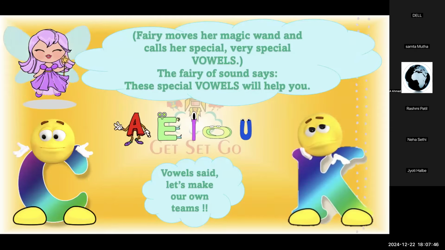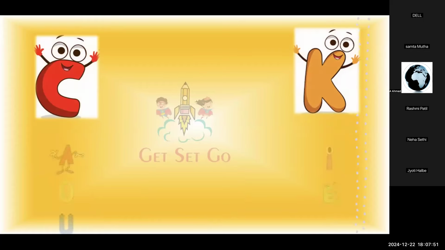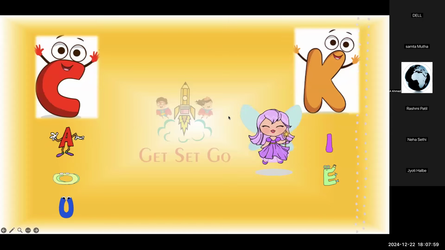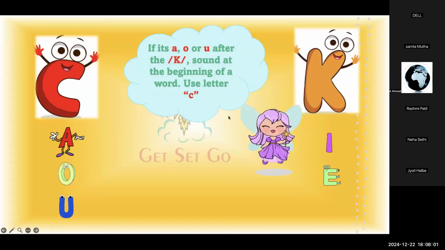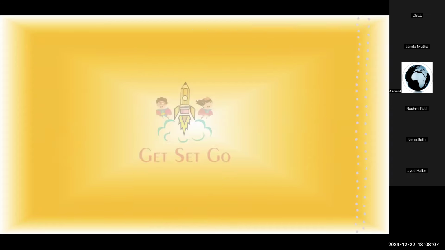And the vowels said, let's make our own teams. So we know this rule that we write C when it is A, O, U, and we write K if it is I and E. But visualizing like this will really help children understand. So the fairy came and says that if it is A, O, U after the K sound at the beginning of the word, use letter C. And if it is I and E, use letter K. So I am just showing you this rule very slowly.